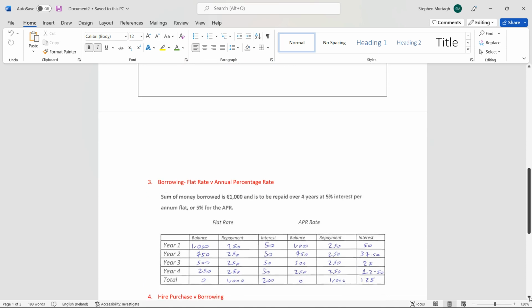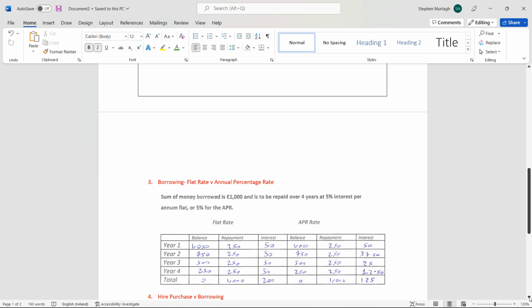Question number three. So what you're asked to do here is borrowing: flat rate versus annual percentage rate. So the question here is a sum of money is borrowed, €1,000, and it's to be repaid over 4 years at 5% interest per annum. Per annum means per year. Flat or 5% for the APR.